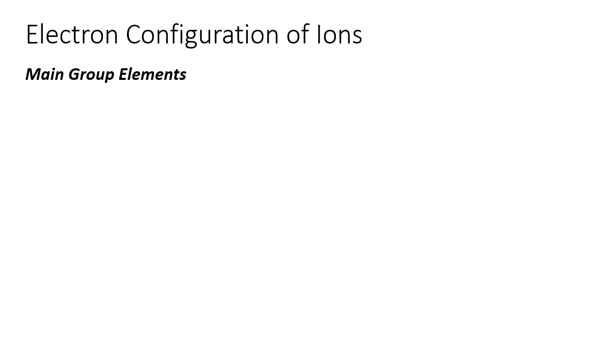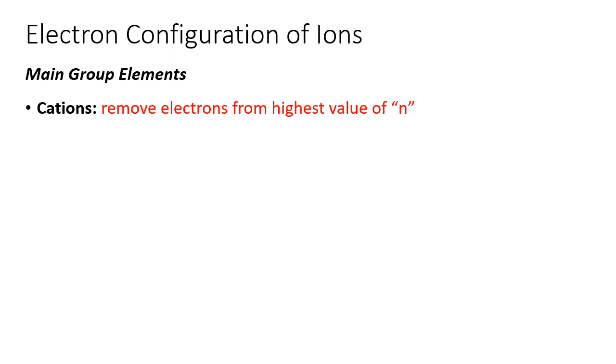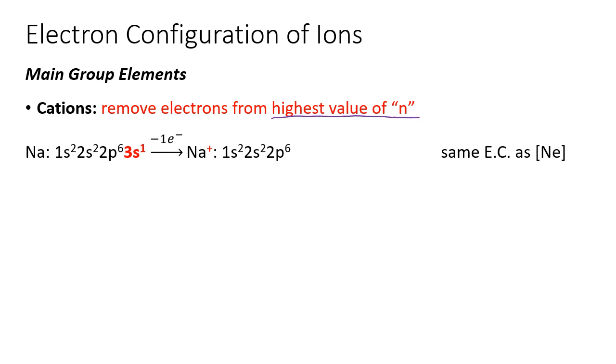So if we look at main group elements as a basic example to start with, for a cation, we're going to remove electrons from the highest value of n. So that valence shell is where the electrons get taken away from, regardless of the filling order that the orbitals tell us. We're looking for the highest value of n. So let's imagine we're forming a sodium ion. We know sodium is a group 1A metal. Sodium always forms a +1 charge when it becomes a cation.